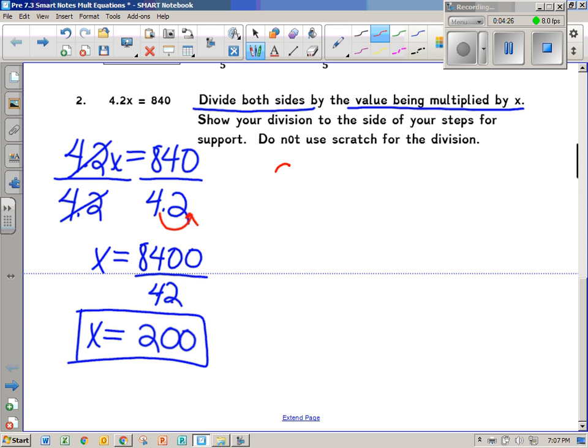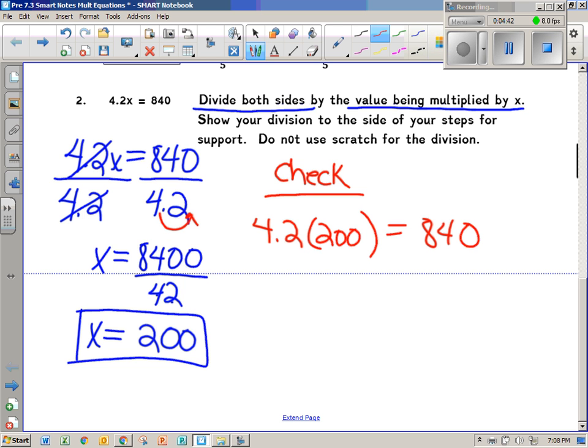To check it, you're really just substituting back in for x and seeing if it works. So the problem was 4.2 times something is supposed to be 840. And we think the something is 200. So substitute it in. A common problem I find is people just assume that they got it right. Well, maybe you got too many zeros, or not enough zeros. So really actually multiply it out. So 200 times 4.2. It doesn't take long, and we could all use the practice.